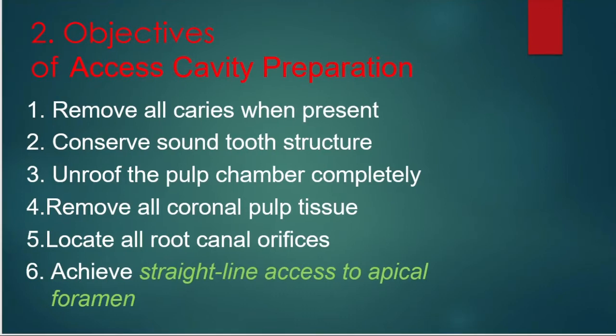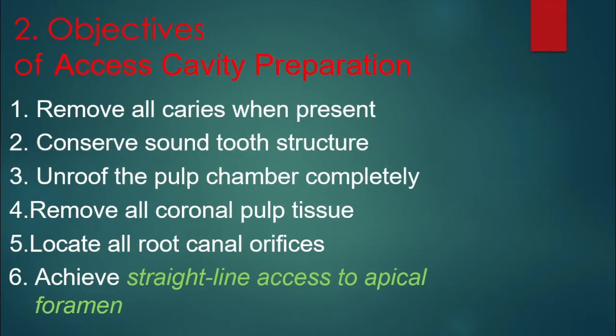Point number five is locating the root canal orifices, which is very clear, I believe, as leaving any canal untreated will jeopardize the success of the root canal treatment. Lastly is to achieve a straight line access to the apical foramen. This is the most critical aspect of the access cavity preparation.